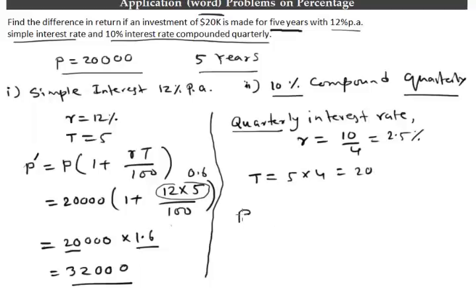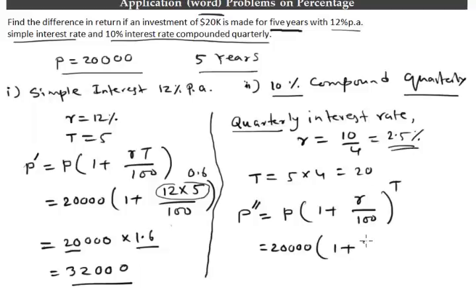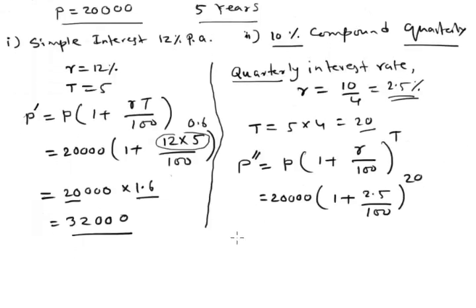Now if we use the compound interest formula, final amount equals initial amount times 1 plus R divided by 100, to the power T. This is the formula to calculate compound interest. So the final amount will be 20,000 times 1 plus R, where the quarterly interest rate is 2.5, so 2.5 divided by 100, to the power 20. So now, 20,000, 2.5 over 100 means 0.025, so we will get 1.025 to the power 20.